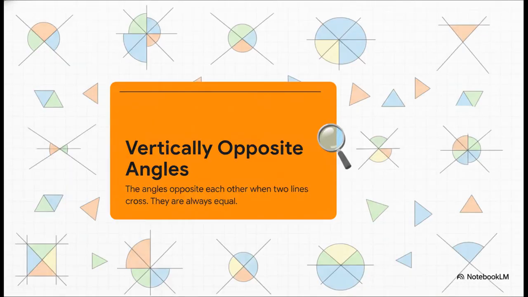Okay, this is a big one. Write this one down. When any two straight lines cross each other, they make an X. The angles directly across from each other in that X are called vertically opposite angles. And here's the simple, powerful rule. They are always equal. You will use this one all the time, trust me.